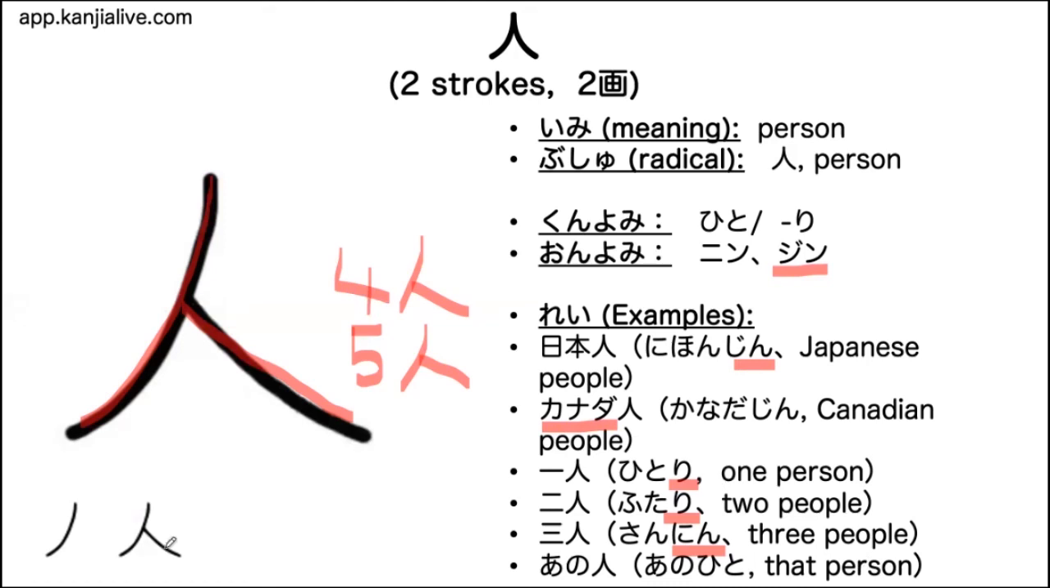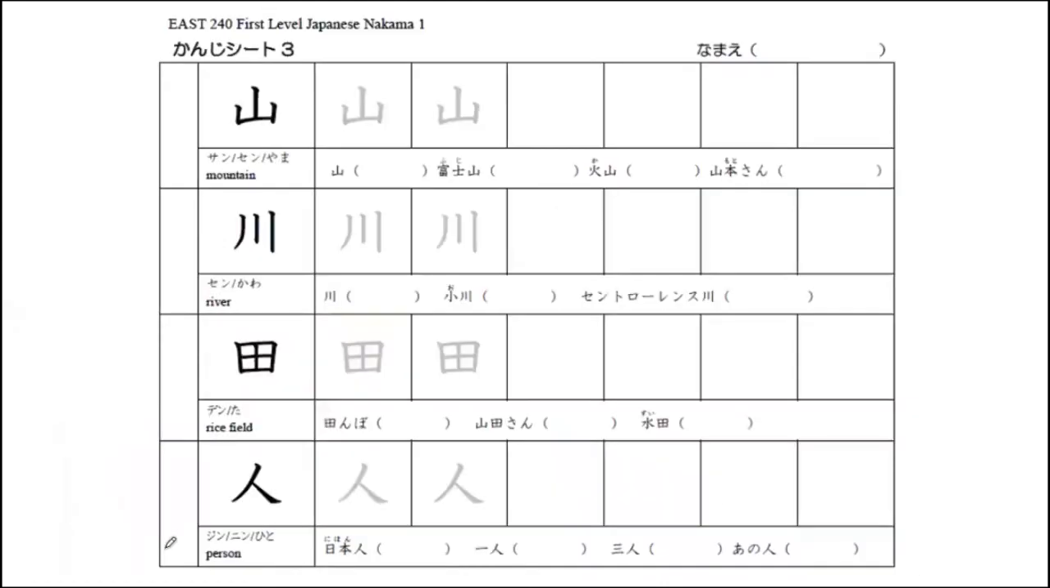Okay? Today we learned 4 kanjis. Here, yama, kawa, ta or den, hito. So all of them are very important.